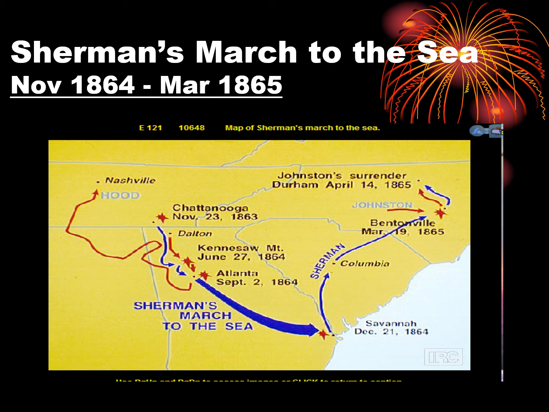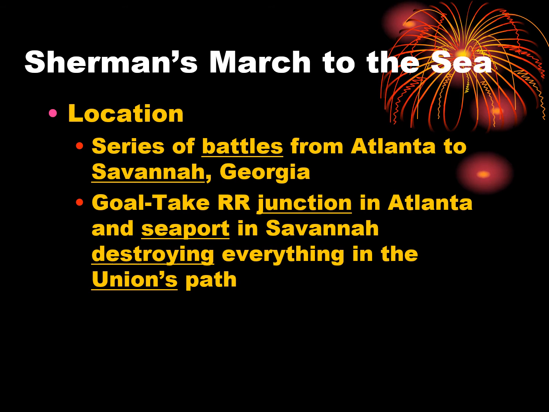All right, now this will eventually lead to Sherman's March to the Sea. Now, Sherman's March to the Sea is a series of battles starting in November of '64 through March of '65. All right, and so the battles were from Atlanta to Savannah. The goal here was, first of all, to take the major railroad junction in Atlanta. So they had taken Chattanooga, cut that off. Now the next big one was down in Atlanta. And then if they take that, then they go down to the seaport of Savannah.